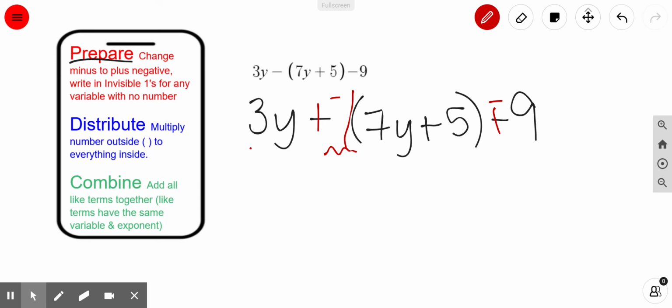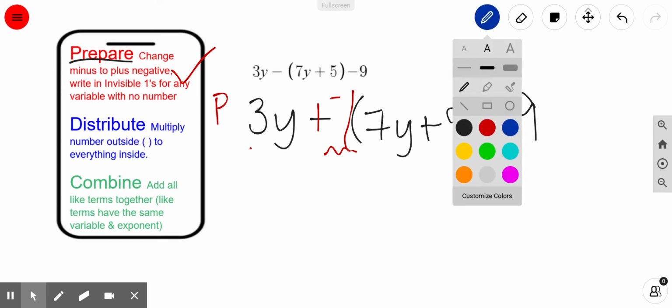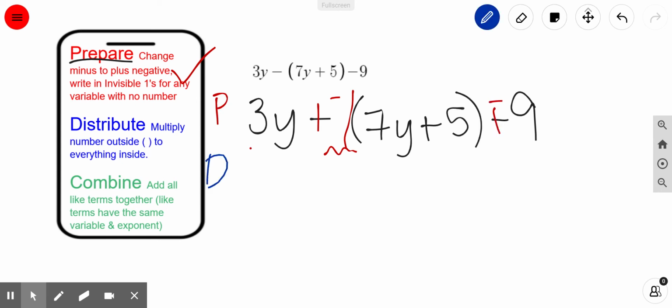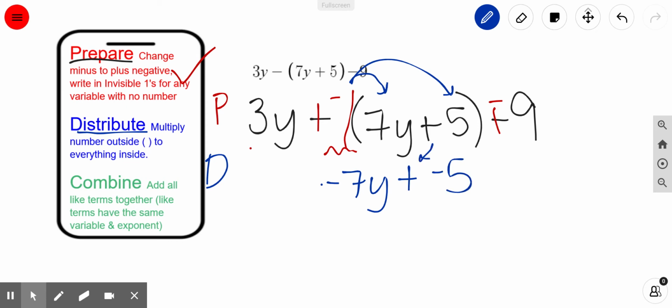Okay, so now I'm ready. I'm done with the prepare step, and I'm ready to go on to the distribute step. So distribute means to multiply the number outside the parentheses to everything inside. So outside my parentheses right now is the -1, and I need to multiply it by everything inside. So that's -7y, and that's -5. Notice how I kept the plus sign. Okay, now everything else will just come down. So plus -9, 3y, plus. Okay, so now I'm done with the distribute step.